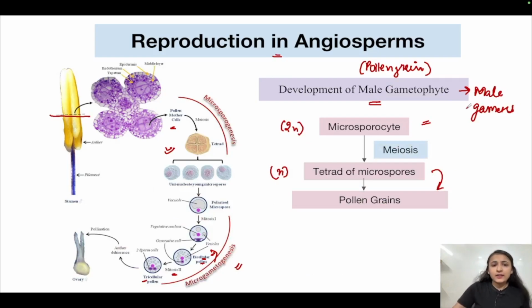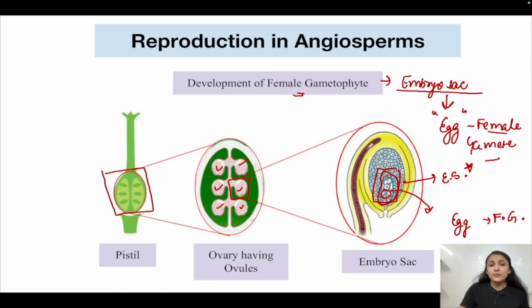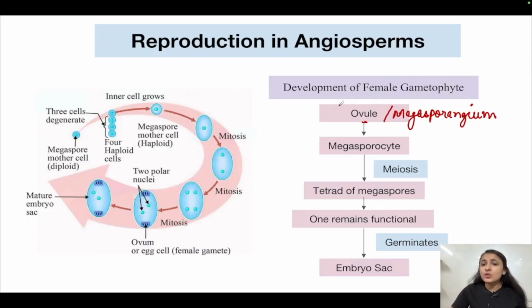Here these structures are the microsporangia. Each of these structures is known as a microsporangium. In the microsporangia, microsporocytes are present which are undergoing meiosis. Similarly, in the development of the female gametophyte, the ovule represents the megasporangium. Megasporangium is the singular term and multiple ovules are referred to as megasporangia. So each megasporangium will bear a megasporocyte, or the megaspore mother cell.